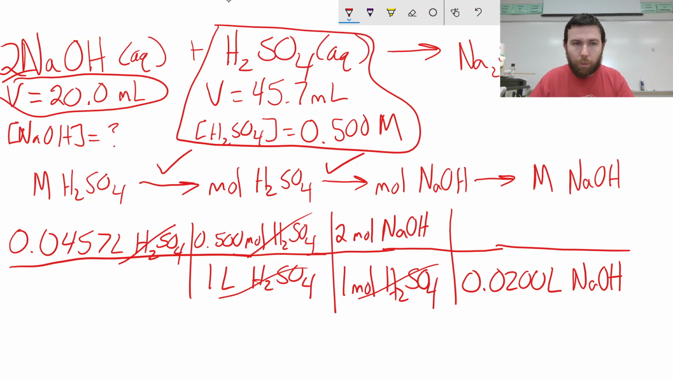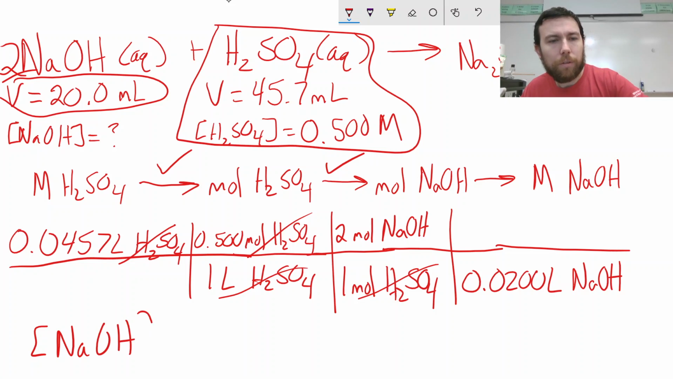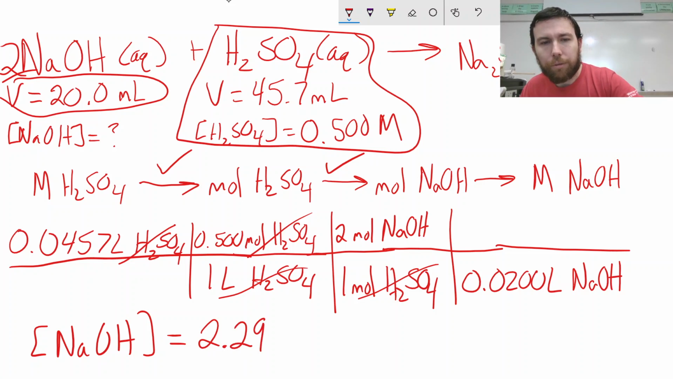So I've got 0.0457 times 0.5 times 2 divided by 0.02, and I get that the concentration of NaOH that's being used to peel off those potatoes has a concentration of 2.29 molar.